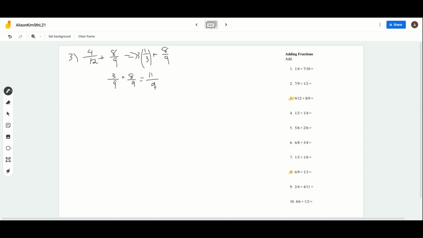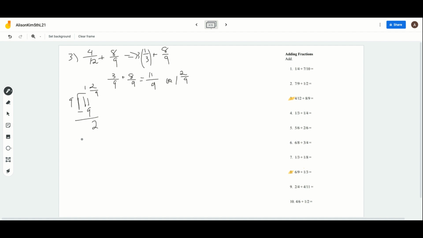And you can either keep it as an improper fraction, 11 over 9, or you can leave it as a mixed number, which will be 11 divided by 9. 9 goes into 11 once, so we subtract 9, and then we get 2, and 2 is the remainder, so we're just going to put 2 over 9. So the mixed number will be 1 and 2 over 9.